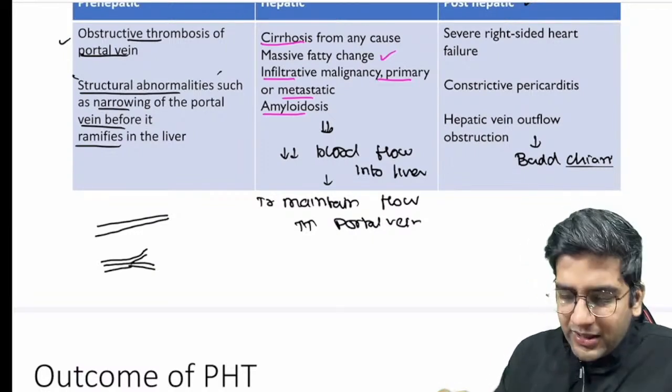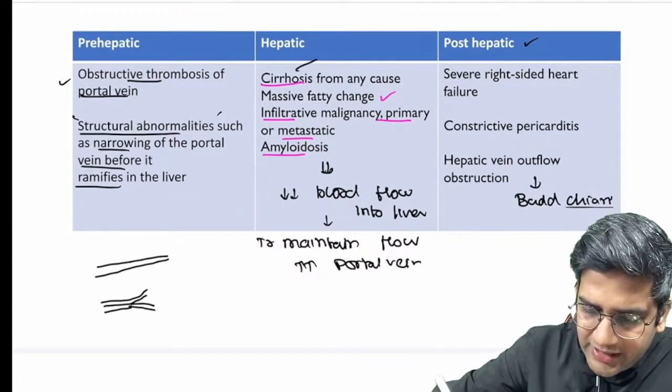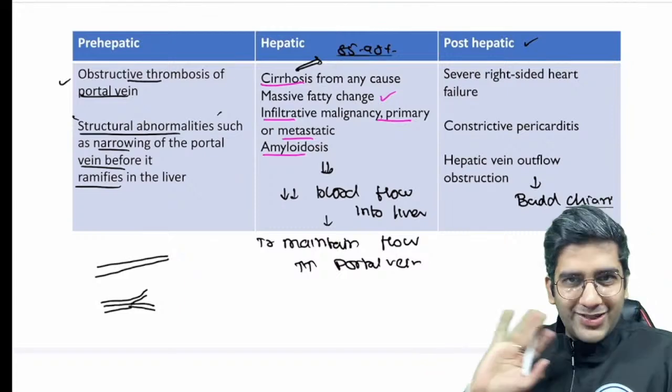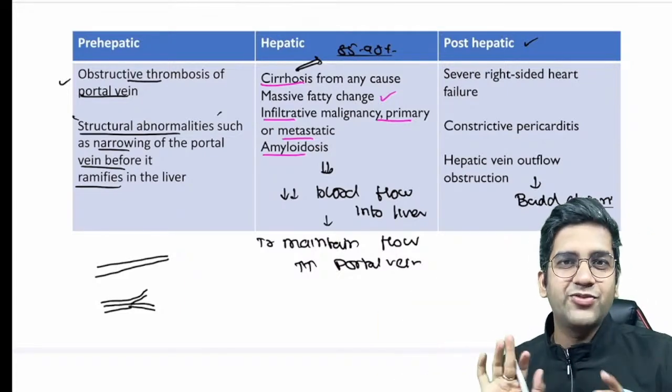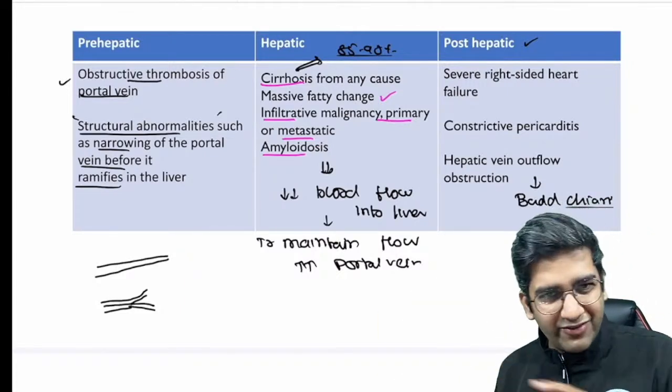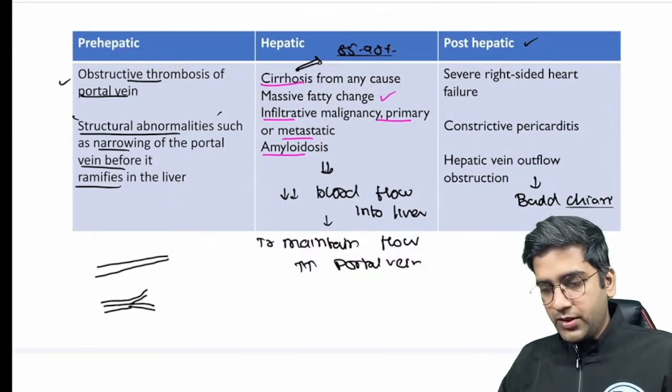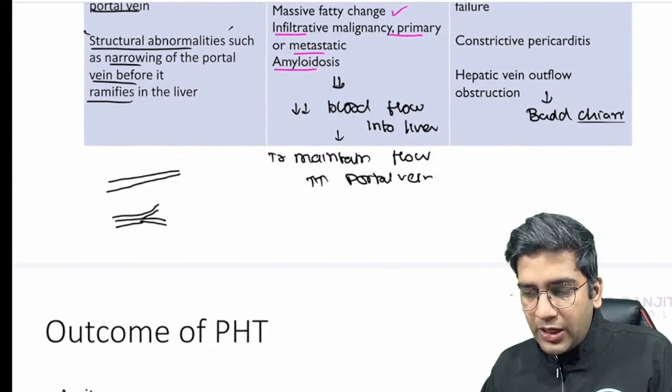Cirrhosis by default is cirrhosis of any cause. This accounts for close to 85 to 90% of portal hypertension. It's cirrhosis and portal hypertension, that's all. Rest everything is just to fill the pages. Rest of everything together causes 10% of portal hypertension, 90% is due to cirrhosis only. Fine. Okay, perfect. So now, what are the outcomes of portal hypertension?